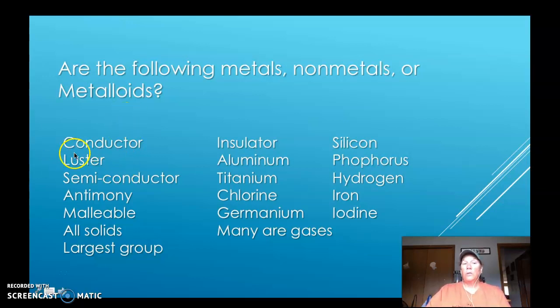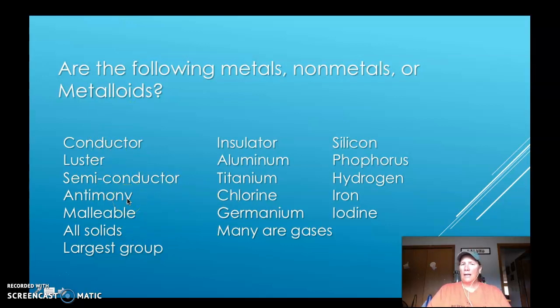So which one's a conductor? Definitely a metal. That's what we love metals for. Luster means it's shiny. Well, think of a metal. Semiconductor would be the metalloids. Remember, those are the ones that gave us all our cool toys, our computers, our cell phones, our video games, everything. Semiconductors, and those are the metalloids, especially silicon and germanium.